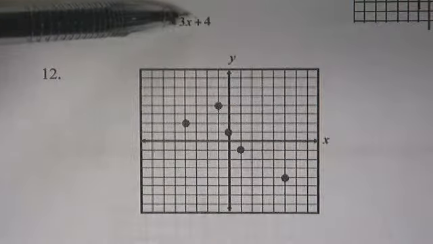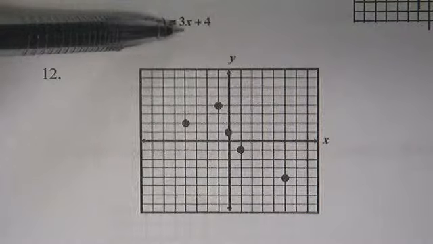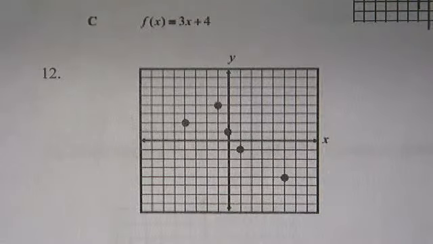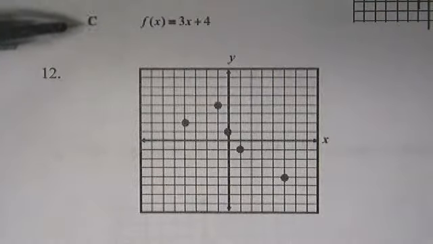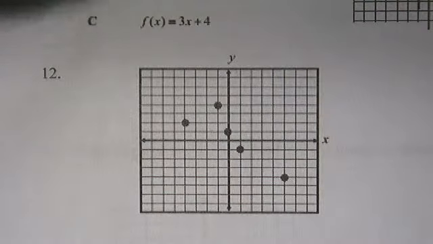For 3x plus 4, we can graph. We see that it's a line. A, B, and C are all functions. X never repeats. D fails the vertical line test. Problem 12. Does this graph represent a function?